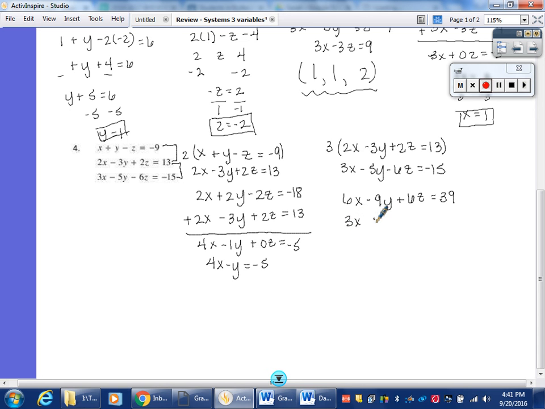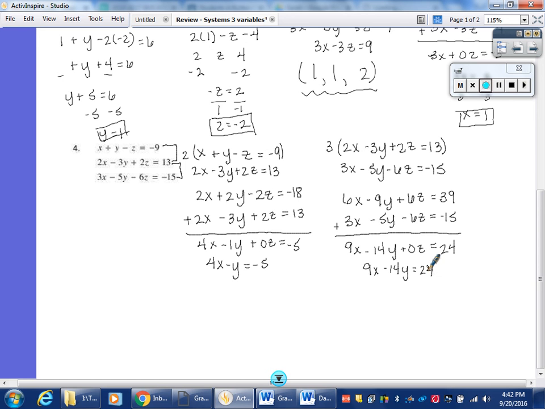It's 3x minus 5y minus 6z is equal to negative 15. And so we can add these two equations together. And when we do that, we get 9x minus 14y plus 0z is equal to 24. This is 9x minus 14y is equal to 24.